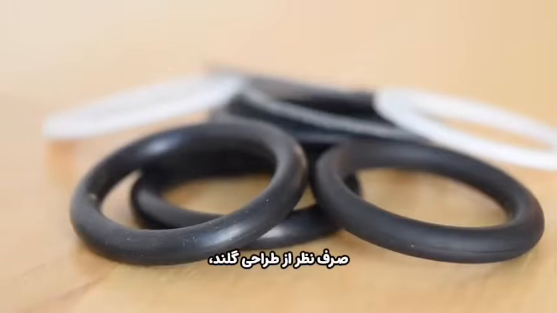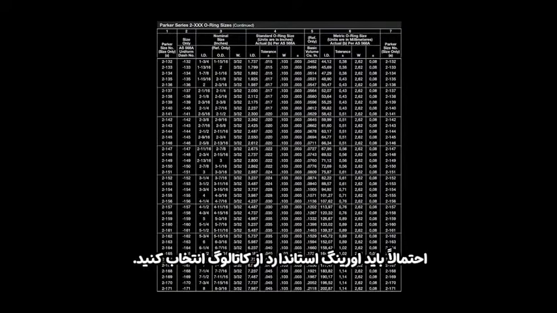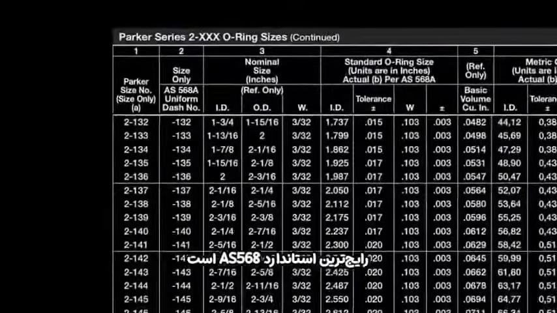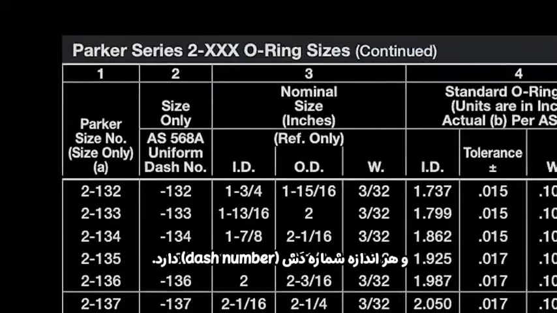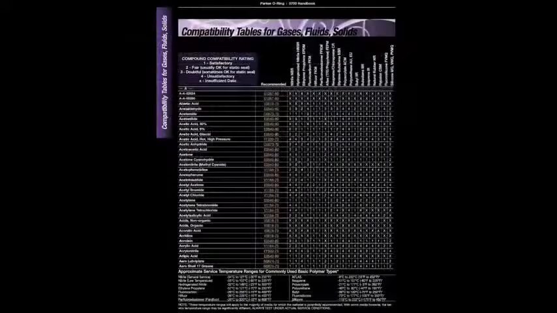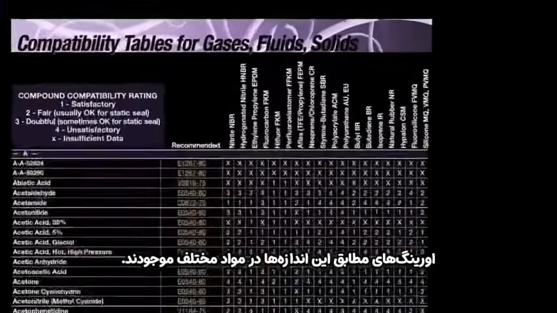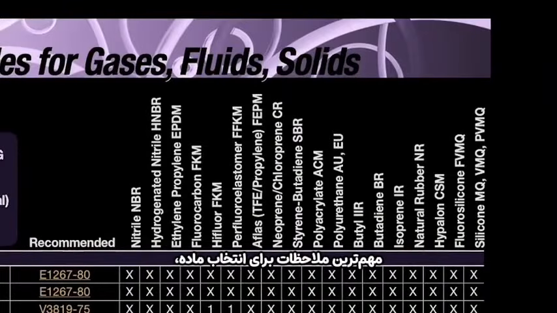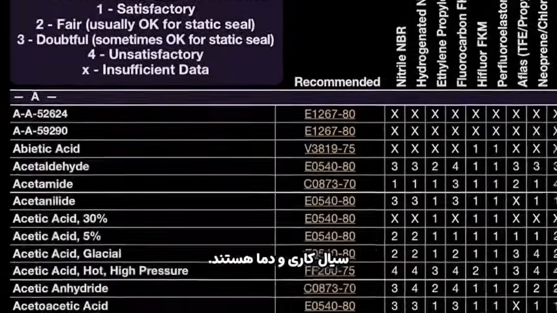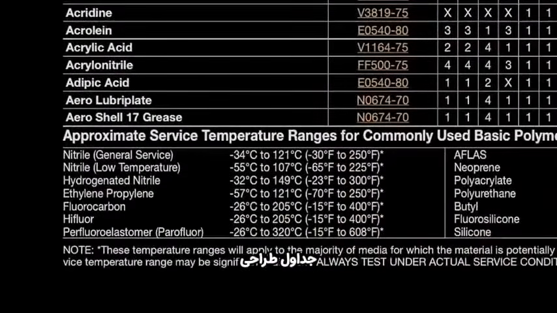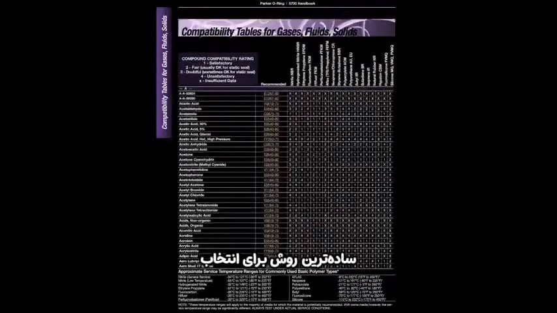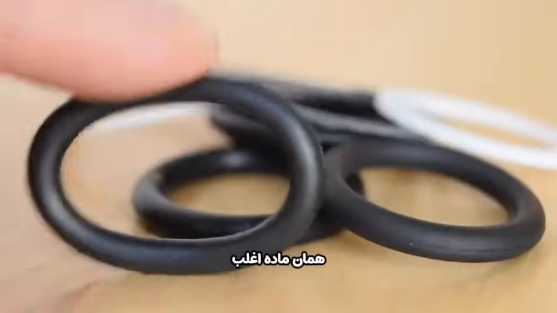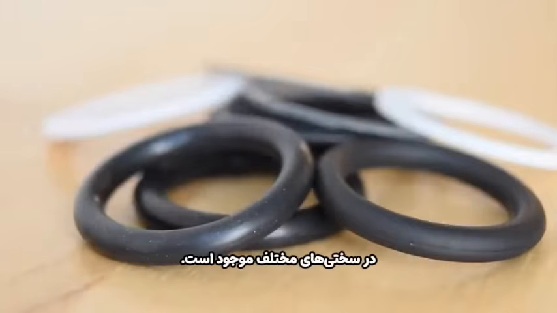Regardless of the gland design you select, you'll likely need to choose an off-the-shelf O-ring from a catalog. O-rings are available in standardized sizes. The most common standard is AS568, and each size is assigned a dash number. O-rings conforming to these sizes are available in many different materials. The primary considerations for selecting a material are the working fluid and the temperature. Design tables like this one in the Parker O-ring handbook are the easiest way to select a material that's appropriate for your application.